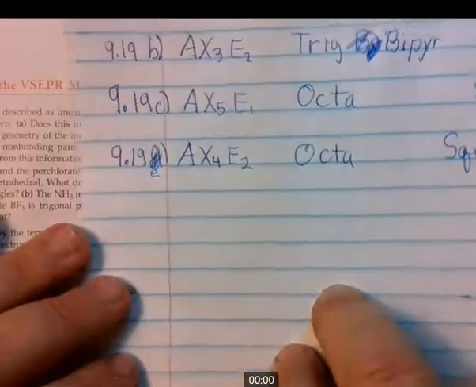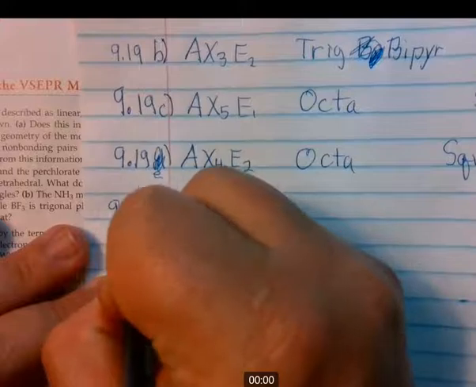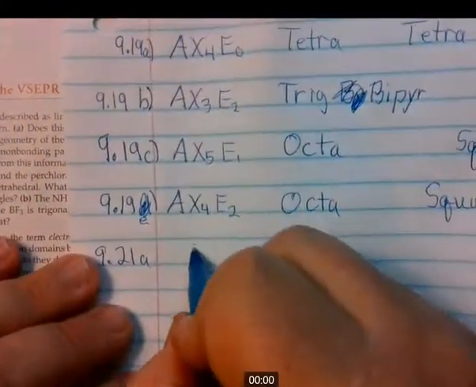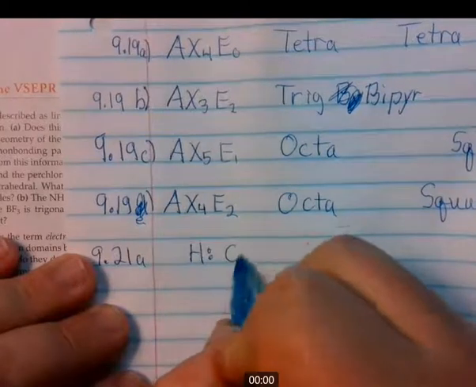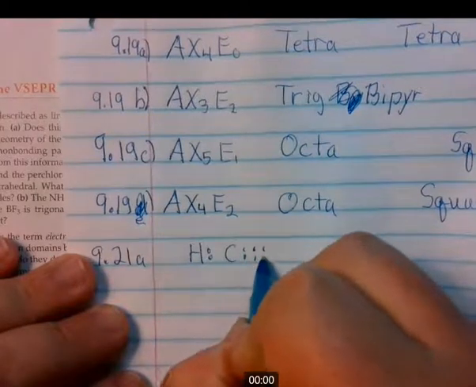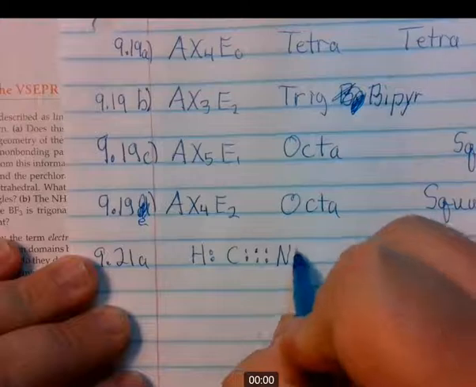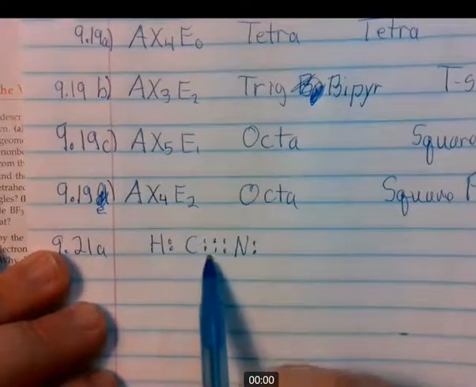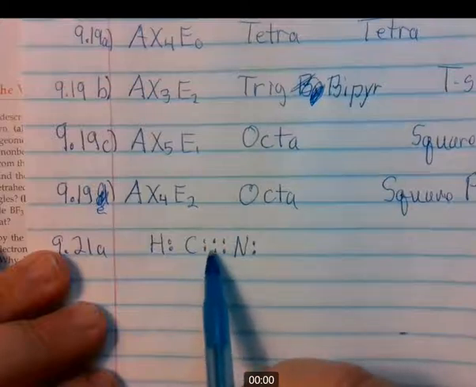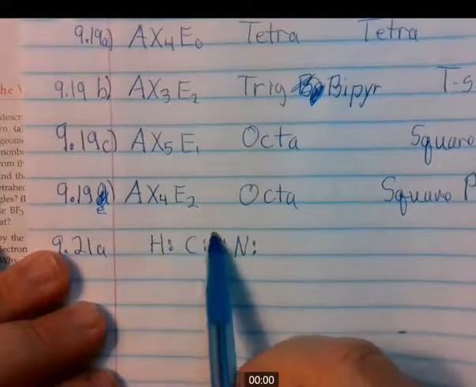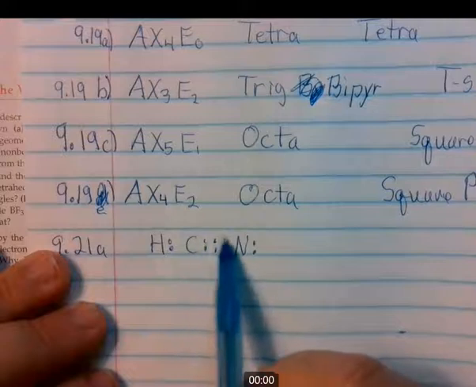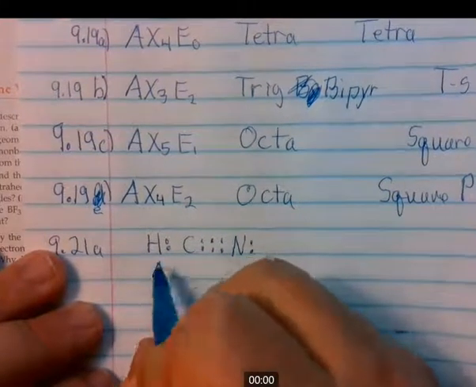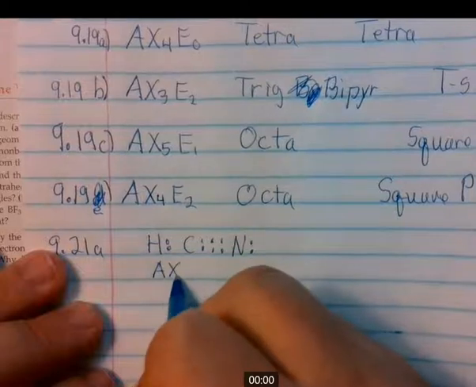HCN we've already done. And it looks like this. Okay, so our AX notation for this is there's two bonding domains. And it doesn't matter whether it's single, double, or triple bonds. This is one bonding domain. Domain means location. It's one location of a bond, even though there's a triple bond here. So that's going to be A. There's two bonding locations, X2.